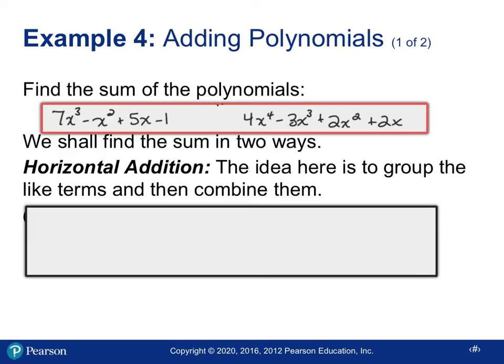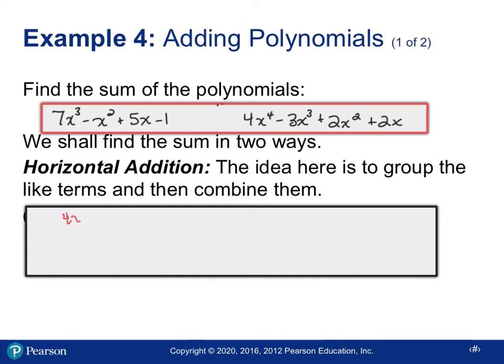So let's try this question now, and it has to do with adding polynomials. When you add polynomials, you look for their like terms. So we're simplifying the sum of 7x to the third minus x squared plus 5x minus 1 with 4x to the fourth minus 3x to the third plus 2x squared plus 2x. Let's take our terms, and we're going to do horizontal addition, which means we're going to group them.